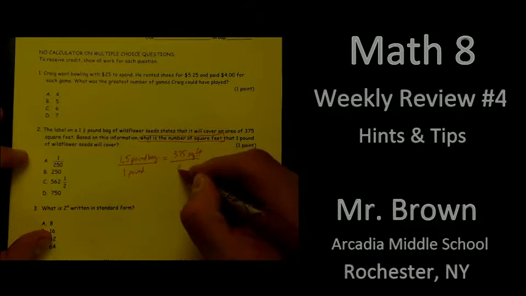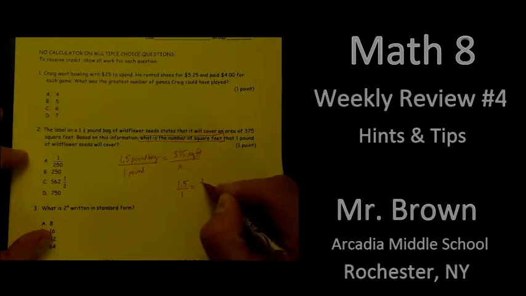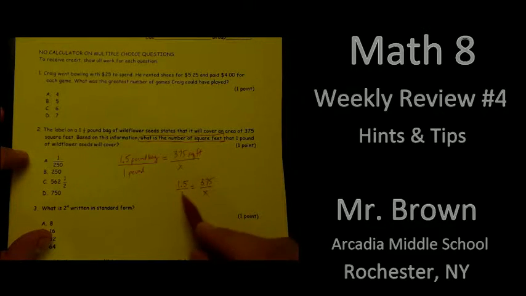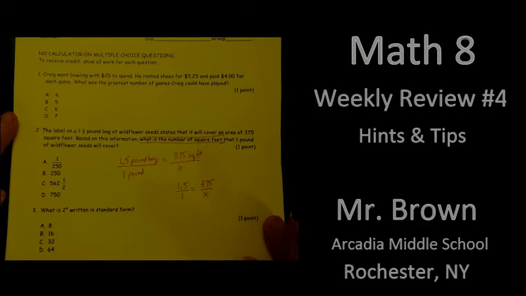Well, you can just put this as x, so you can get 1.5 over 1 equals 375 over x. You can then cross multiply like you did last year in 7th grade. Solve for x and you're good to go.